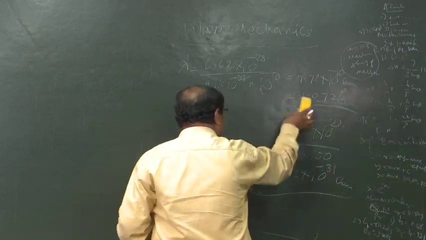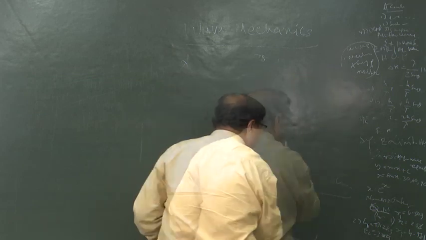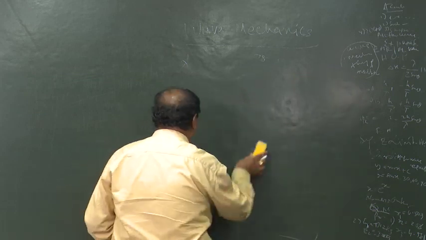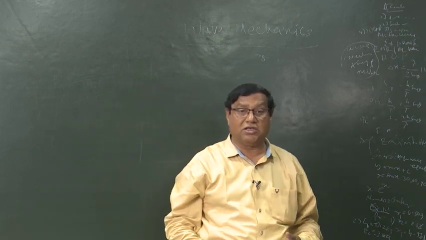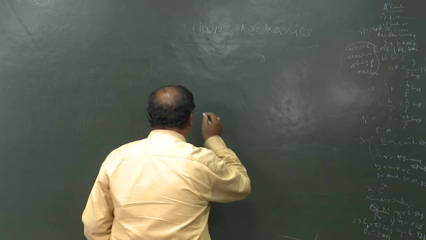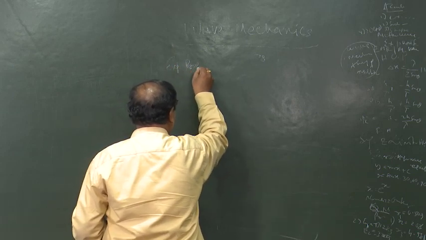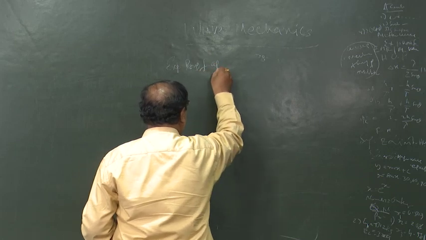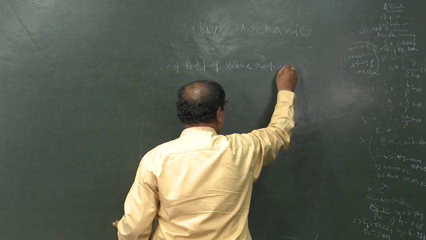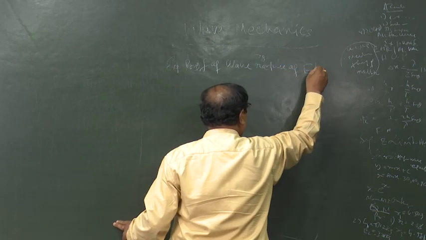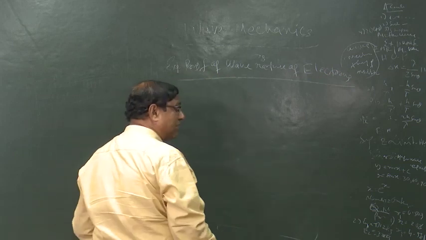Now, this particle is called a material particle. Now, what is the experimental proof for this electron associated with the wave? That is called the experimental proof of wave nature of electron.